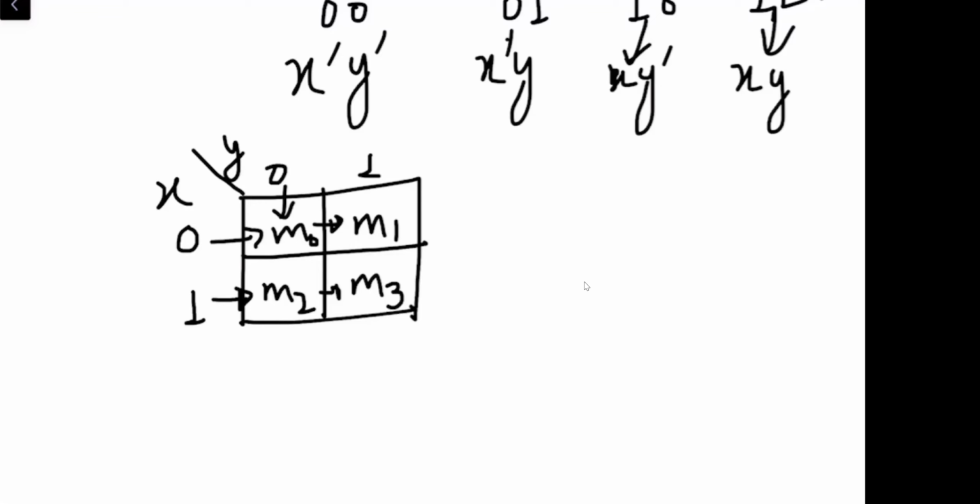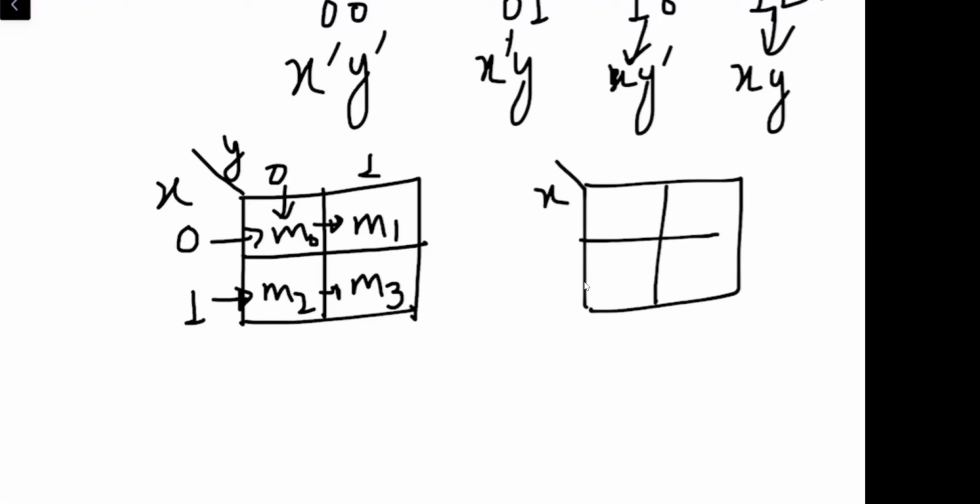Okay, so with this, we can say that this is x, this is y, and these are representing x complement y complement, x complement y, x y complement, and x y, where x is 0 over here, x is 1 over here, y is 0 over here, and y is 1 over here.